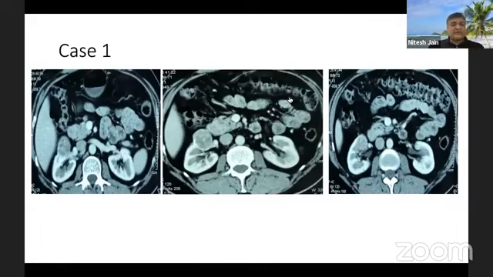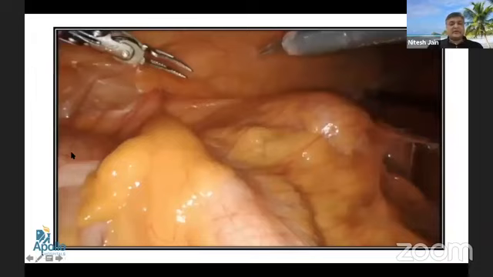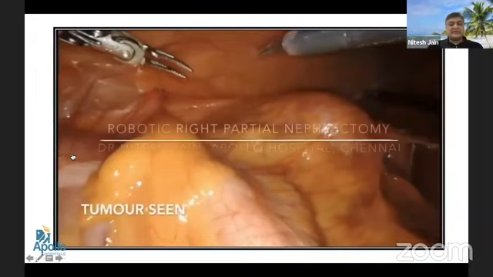I usually prefer a continuous suturing for all my cases. So coming to my first case, complex tumors. Here we can see a tumor which is lying very close to the vessels and the PCS on the anterior hilar lip. Probably these are the simpler of the complex tumors. Again, the basic step remains the same.